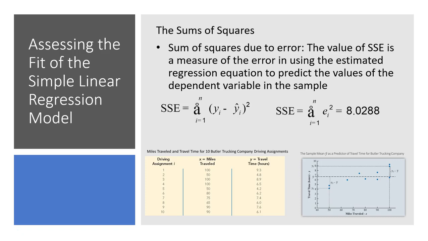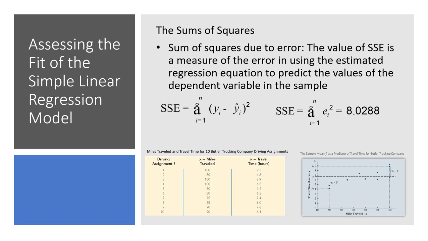So for our example Butler Trucking data, we end up with a sum of squares error of 8.0288. Without any knowledge of any related variables, we would use the sample mean y bar as a predictor of travel time for any given driving assignment.